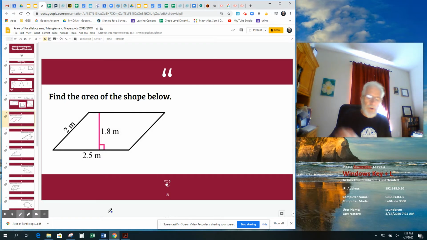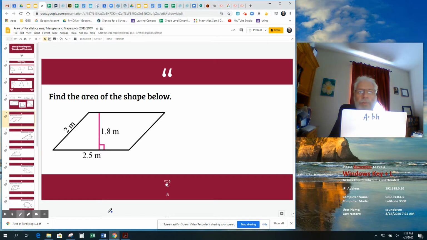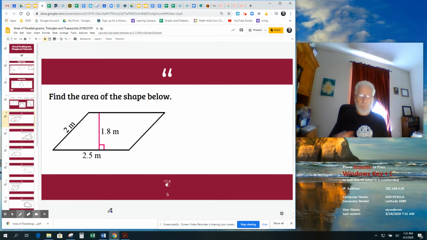The area of a parallelogram is just like the area of a square or a rectangle, base times the height. Okay, so I always start out by writing down my formula. Area equals BH, or base times height. So what is the base and the height on this picture?